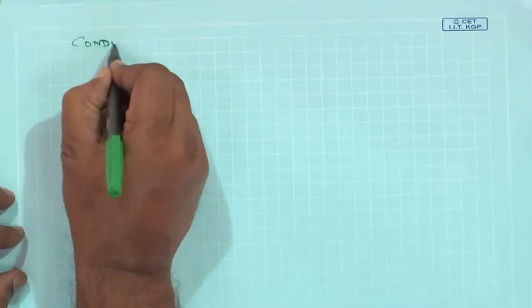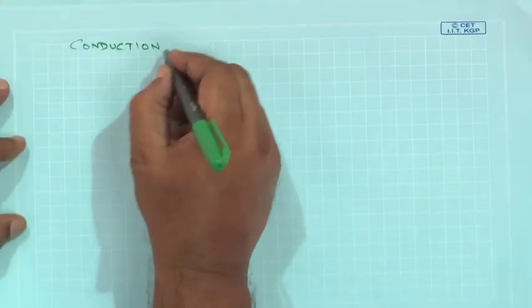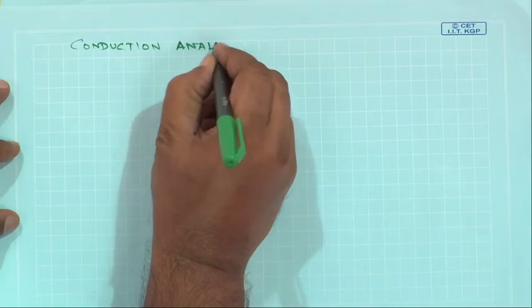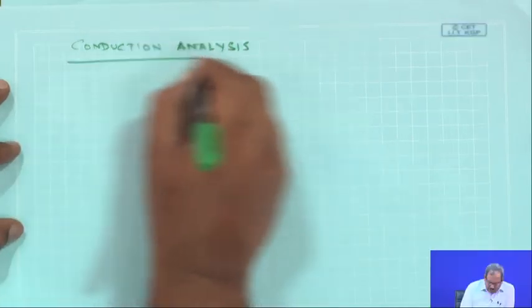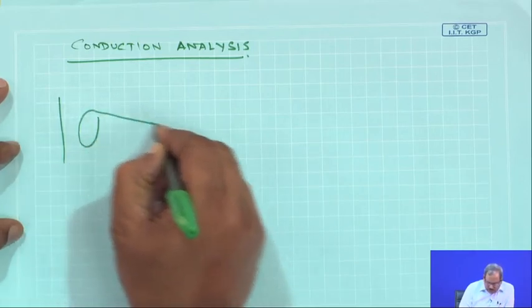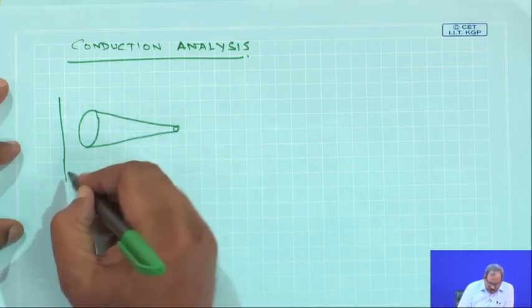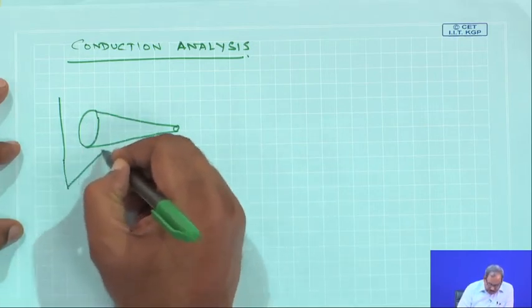I will very quickly go through the derivation of the governing equation, and then we can move on to the next part. So, the governing equation is a conduction analysis, where you have this being the fin which is attached to a surface.